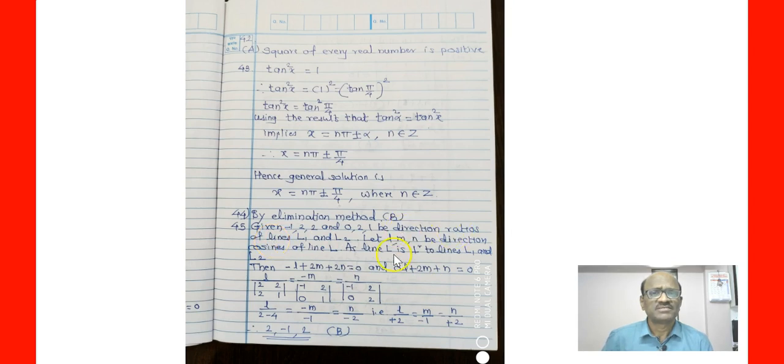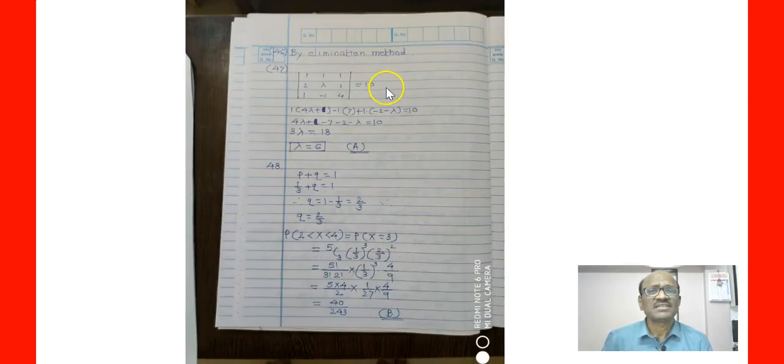That is, given the points, the determinant 1, 1, 1; 2, lambda, 1; 1, minus 1, 4 is equal to 10. After solving this determinant, you will get 1 times (4 lambda plus 1), minus 1 times (4 into 2, 8, 8 minus 1, that is 7), plus 1 times (minus 2 minus lambda), and that is equal to 10. After the solution, you will get lambda is equal to 6, hence option A is the correct one.